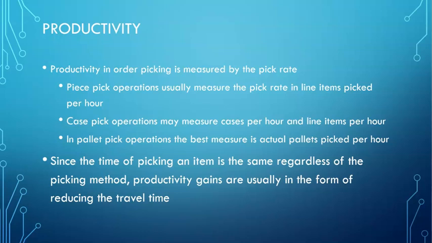To measure order picking productivity, we need to measure the rate in line items picked per hour, or the number of cases picked per hour, or maybe pallets picked per hour, which will be based on the low-high volume warehouse and the type of item we are dealing with. Since the time of picking an item is the same regardless of the picking method, productivity gains are usually in the form of reducing the travel time.